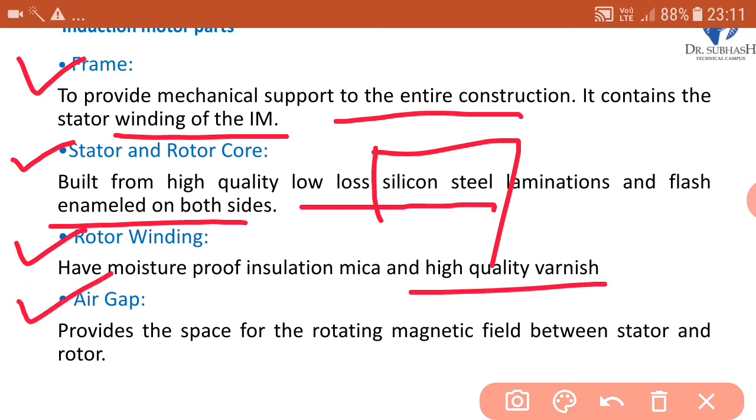Then the air gap. It provides the space for the rotating magnetic field between stator and rotor. So the air gap is nothing but the space between rotor and stator, and it varies from 0.4 mm to 4 mm. If the motor is small in size, then there is a small air gap. In a large size motor, the air gap will be large.